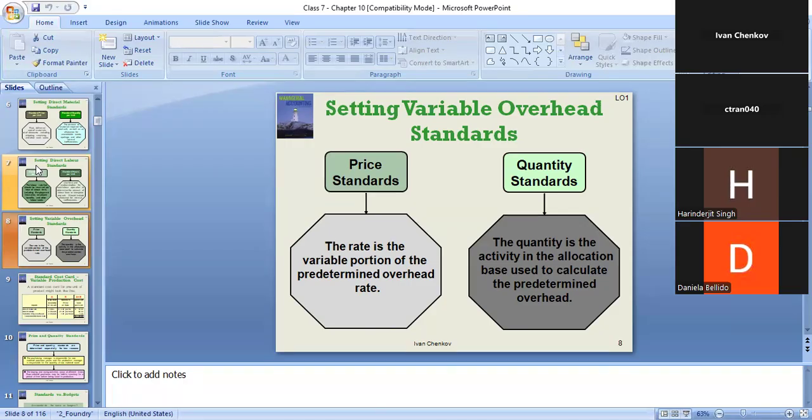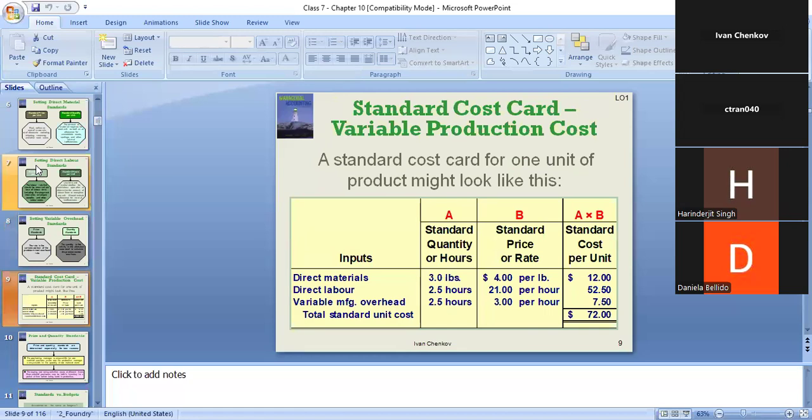Once we have those standards, we're going to prepare the standard cost card. The standard cost card is going to look like this. Again, remember, the cost that you're seeing, at the very end, the cost is a mathematical function of two variables: quantity times cost per quantity. We have 3 pounds, and because the direct material costs $4 per pound, that's why we pay $12.